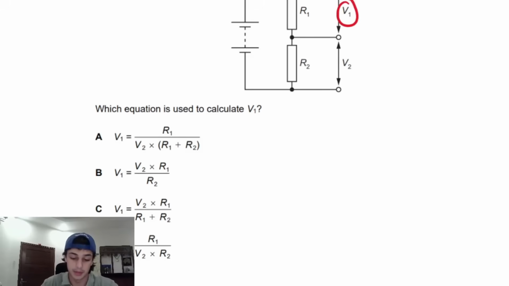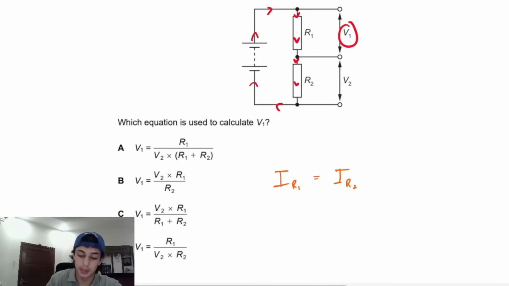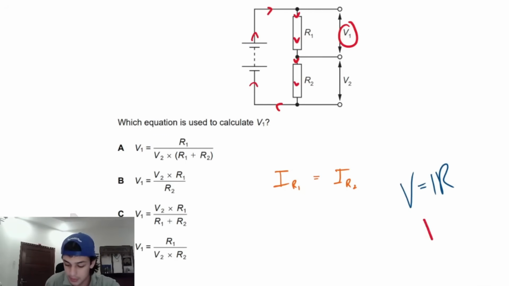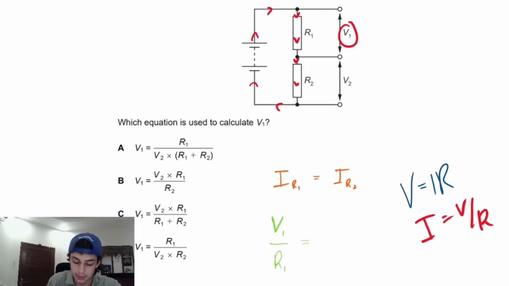Now what do we know about series circuits? Series circuits have constant current. Since they have constant current, can't we say that the current going through the R1 resistor is equal to the current going through the R2 resistor? Can we not say that? So since these currents are equal, we also know that V is equal to IR, a very famous equation. And if we rearrange this, I is equal to V over R. So we can simply say that the voltage across resistor 1, which we can denote as V1, divided by its resistance R1, is equal to the current in resistor 2, which is going to be V2 divided by R2.